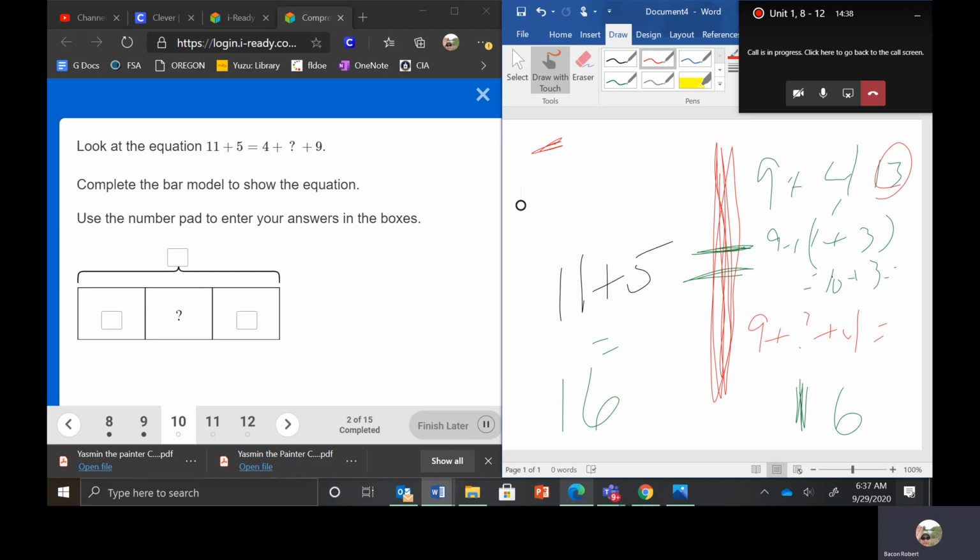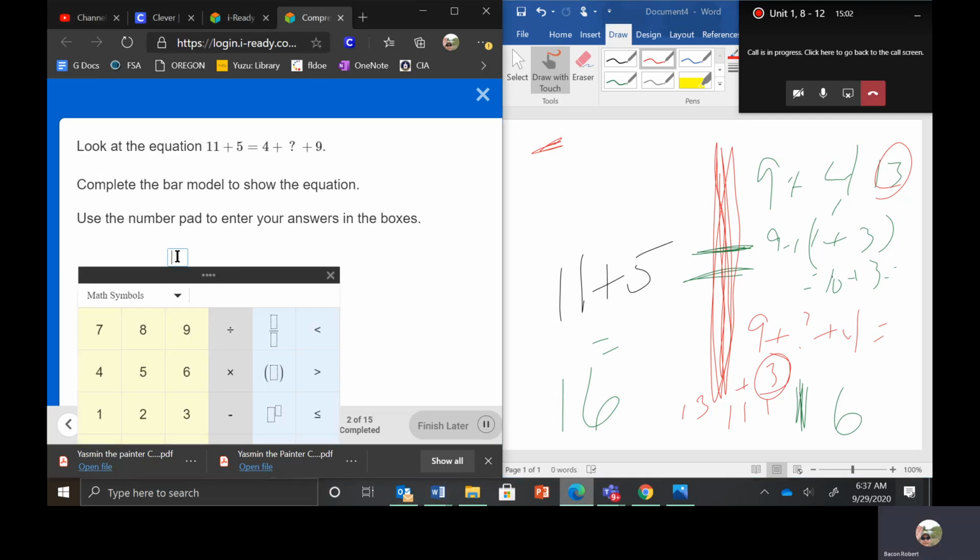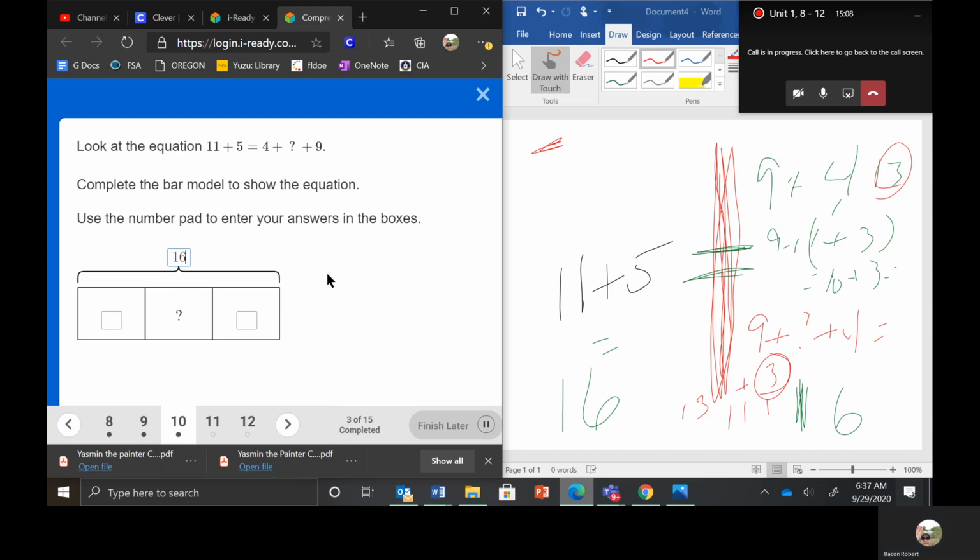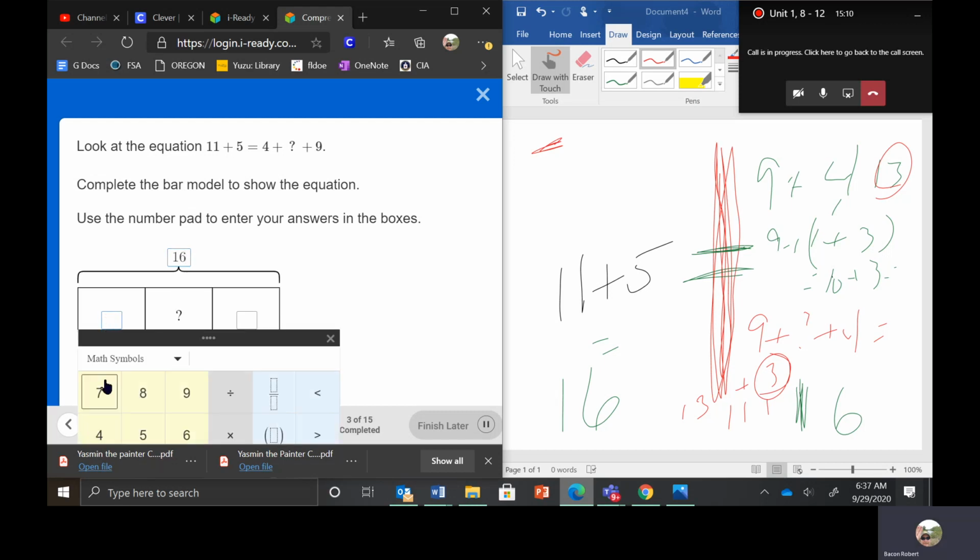So what we need is a number that will get us to 16 from 13. So let's just count up 13, 14, 15, 16. So 13 plus 3. So our mystery number is 3. But what they're looking for here is just to fill out the equation 4 plus the mystery number plus 9 equals 16.